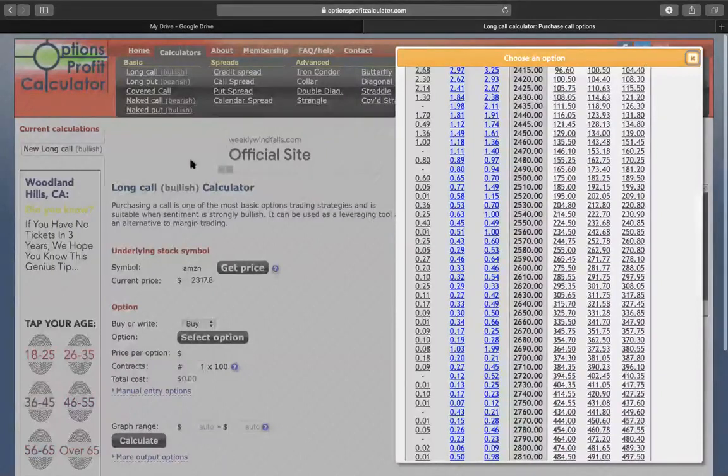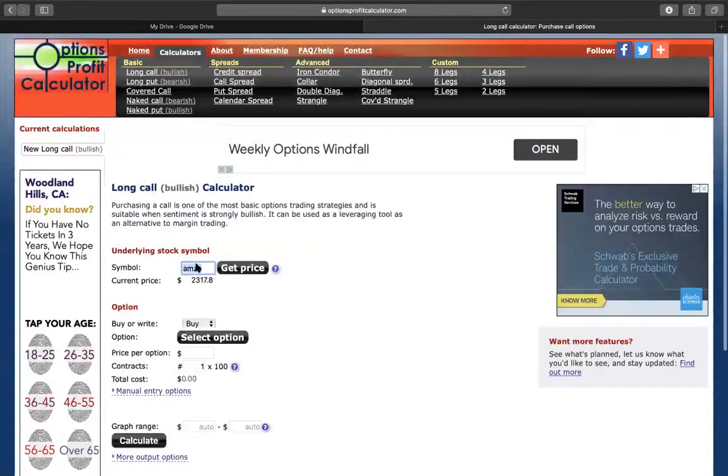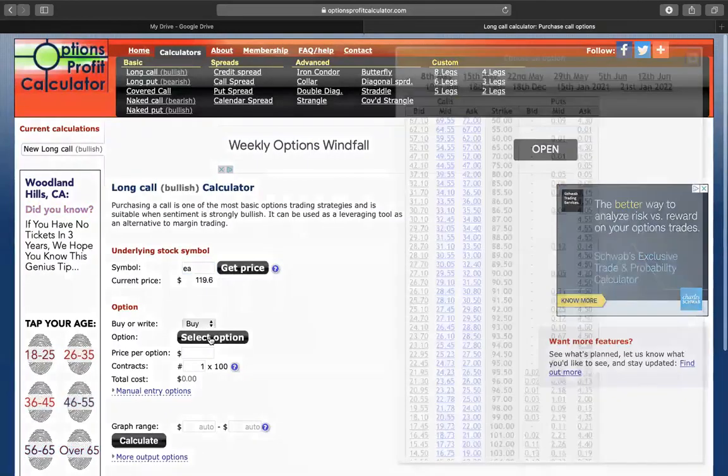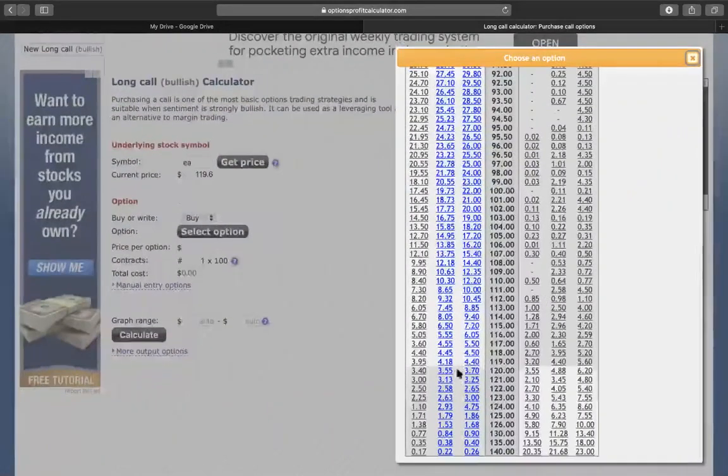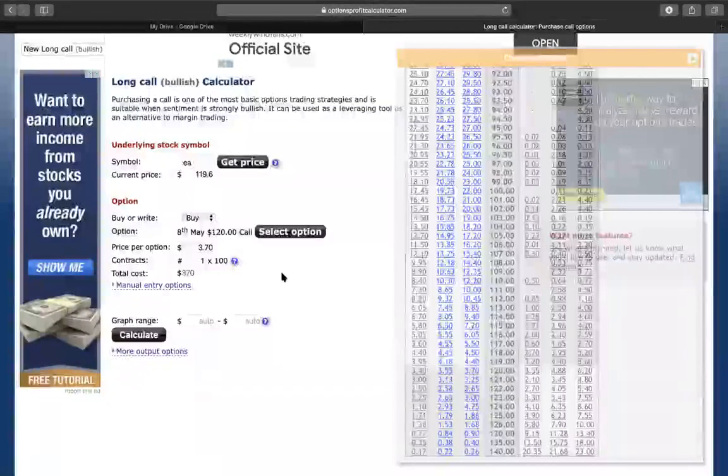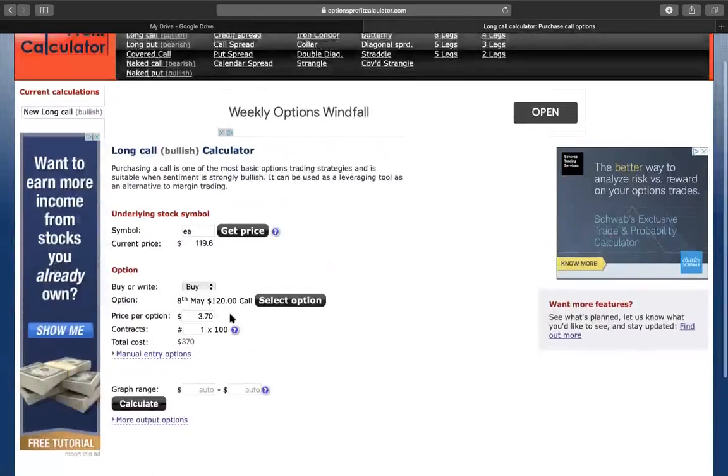So Amazon would have to make a significant move for you to even make some decent profit off of this trade. Now let's compare Amazon to EA. Get this price, select the option. Look, at the money on EA is $3. So you're paying $300 for one contract of EA. Okay, let's do that. You buy one contract of EA.